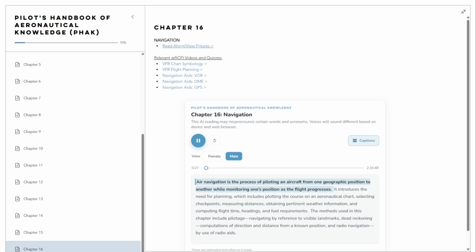Air navigation is the process of piloting an aircraft from one geographic position to another while monitoring one's position as the flight progresses. It introduces the need for planning, which includes plotting the course on an aeronautical chart, selecting checkpoints, measuring distances, obtaining pertinent weather information, and computing flight time, headings, and fuel requirements. The methods used in this chapter include pilotage, navigating by reference to visible landmarks, dead reckoning, computations of direction and distance from a known position, and radio navigation, by use of radio aids.